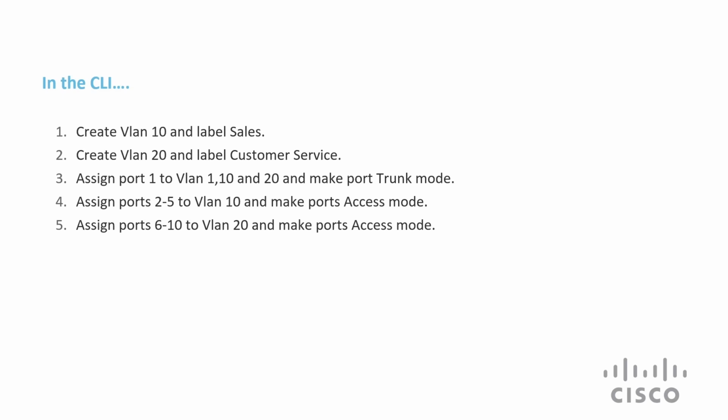We will create VLAN 10 and label it Sales, and create VLAN 20 and label it Customer Service. We also need to assign port 1 to VLAN 1, 10, and 20, and put the port in trunk mode. We'll assign ports 2 through 5 to VLAN 10, and put the ports in access mode. Finally, we can assign ports 6 through 10 to VLAN 20, and put the ports in access mode as well.